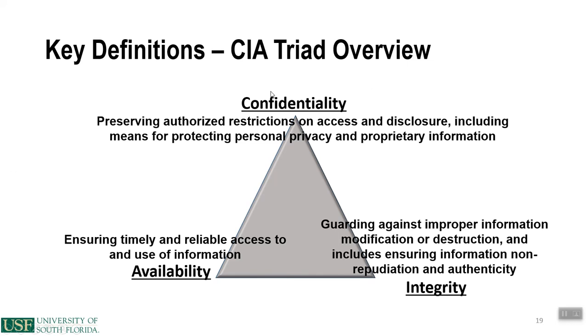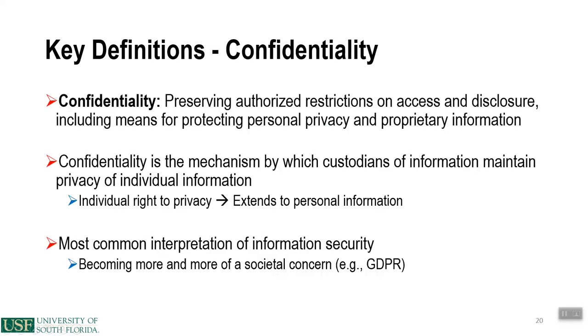So the key definition here is the CIA Triad, which is confidentiality, integrity, and availability. Confidentiality is preserving authorized restrictions on access and disclosure, including means for protecting personal privacy and proprietary information. And we'll get into what each of these are in the following slides, as well as examples. Integrity is guarding against improper information modification or destruction, and it includes ensuring information non-repudiation and authenticity. And availability is ensuring timely and reliable access to and use of information. So let's get into confidentiality first.